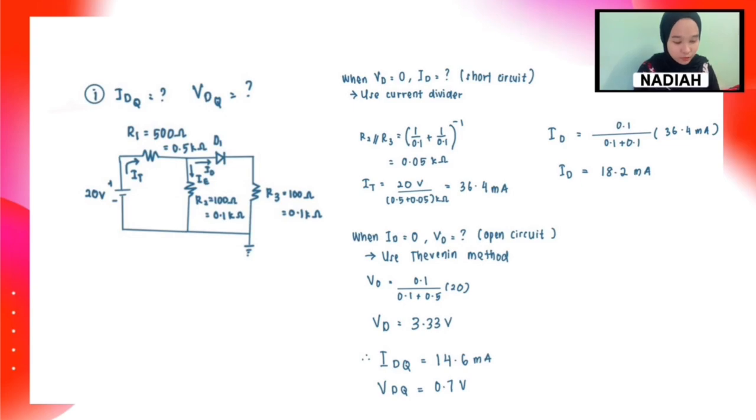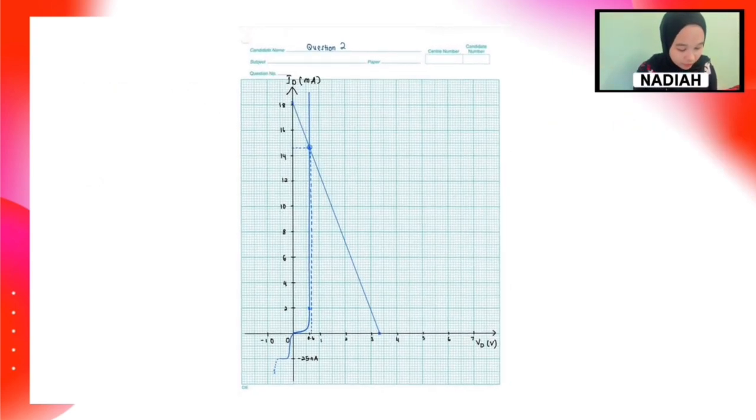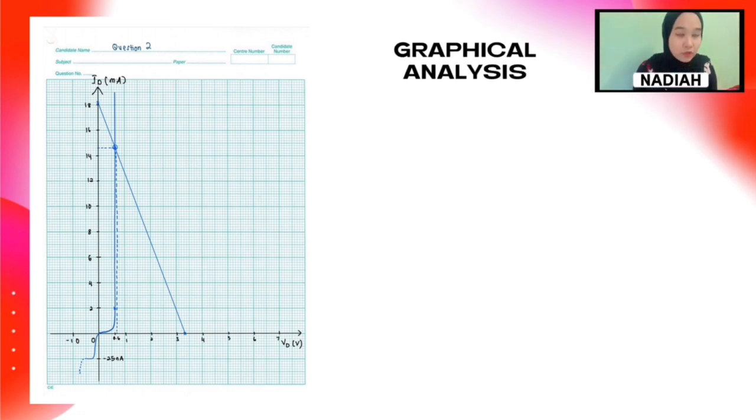Next, for question 2, we need to determine the operating point of the diode, which is IDQ and VDQ, based on Figure 2 using the graphical or load line method. Here, we use the same method as question 1 to find the IV characteristic first, which is using the Shockley equation ID is equal to IS times e to the power of VD over NVT minus 1. We do the table and then we plot the graph of the Shockley equation. So here is the graph of the IV characteristic that we obtain based on the table and the Shockley equation.